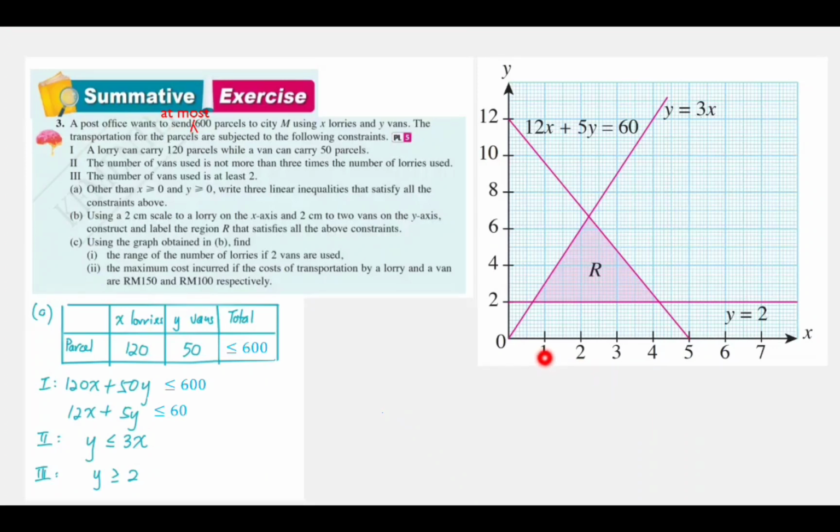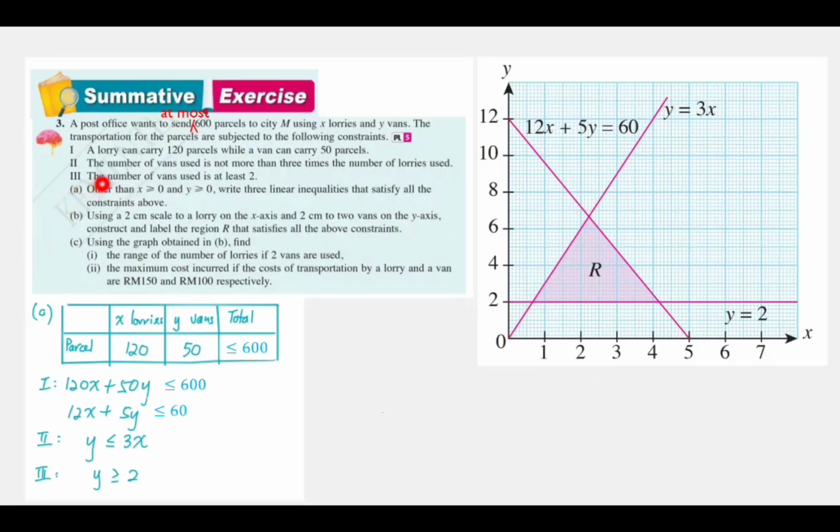And then for the second constraint, y less than and equals to 3x, we need to draw y equals to 3x. So when x equals 0, y will be equal to 0 as well, passing through (0, 0), the origin. Then for the second point I will choose, let's say, x equals to 4. When x equals to 4, y is 3 times 4, which is 12. So we know this straight line will pass through the origin and (4, 12). So this is the straight line that we get.